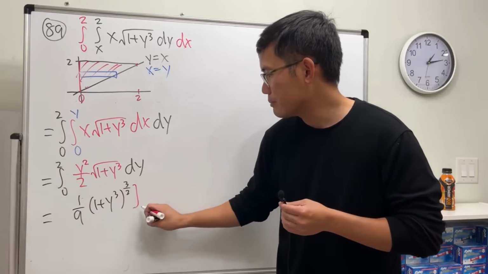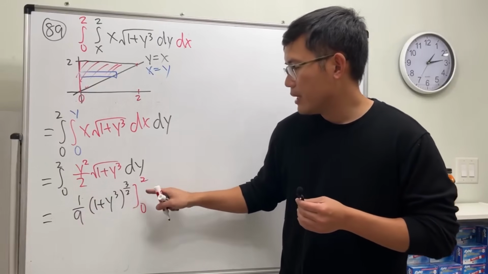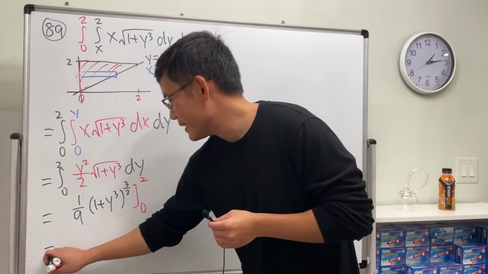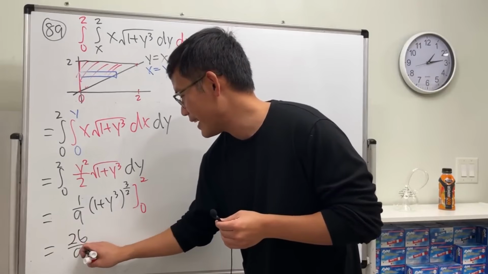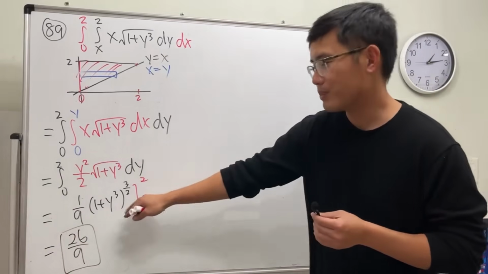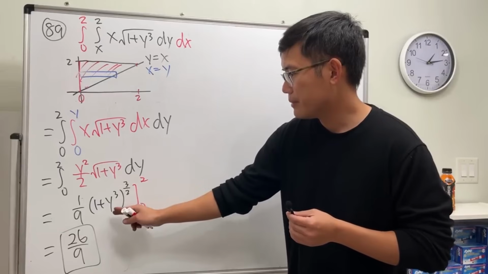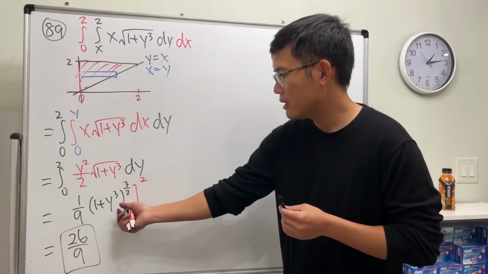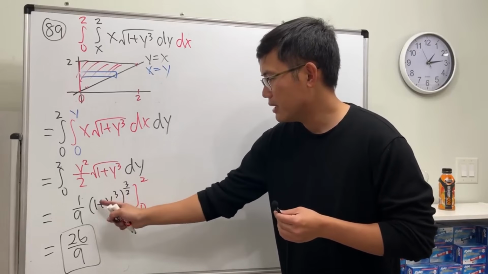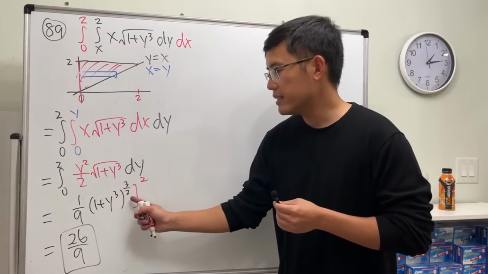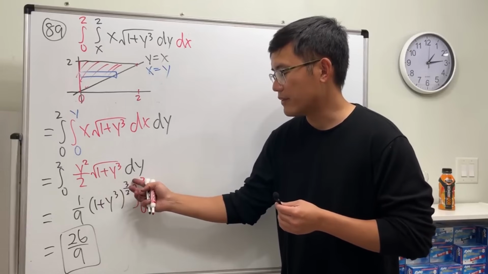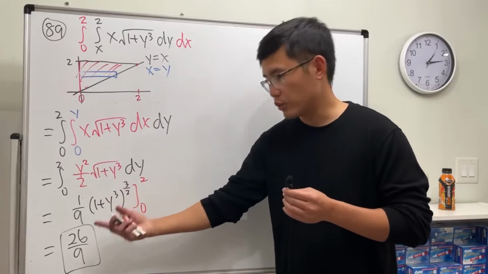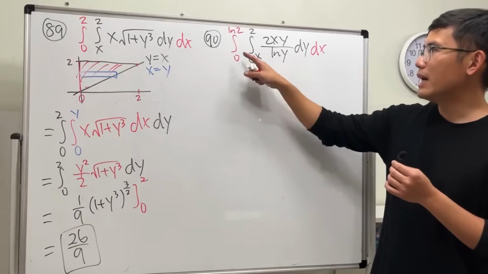And then we plug in numbers 0 to 2. Just work this out on your own, yeah. So altogether we get 26/9. I'll still do it. Put the 2 here. 2 cubed is 8, plus 1 is 9. Take the square root of that, it's 3. 3 to the third power is 27/9. Put 0 in here, it's 1/9. So 26/9.